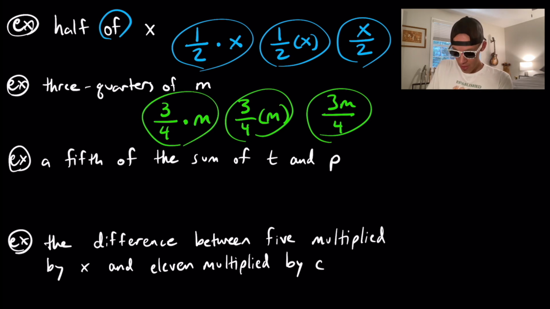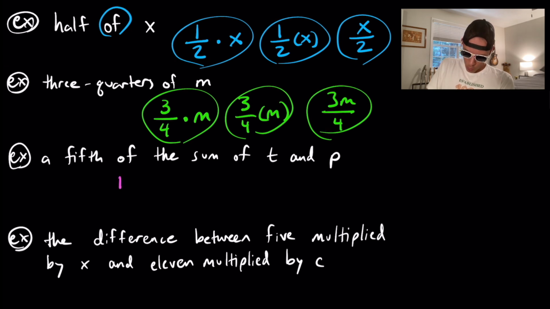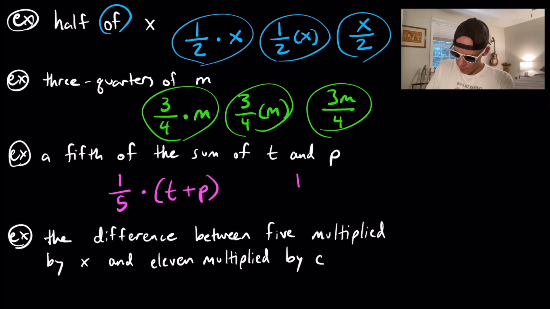All right, 1/5 of the sum of t and p. So we're going to take 1/5 of the sum, or whatever we get when we add t and p. So I'm going to put that in parentheses, because we're not taking 1/5 of t and then adding p. We're taking 1/5 of the sum.